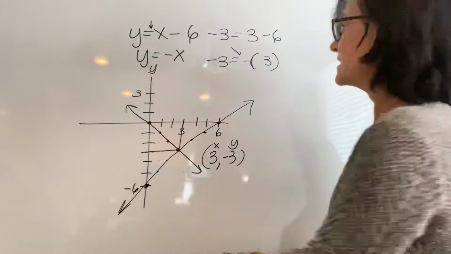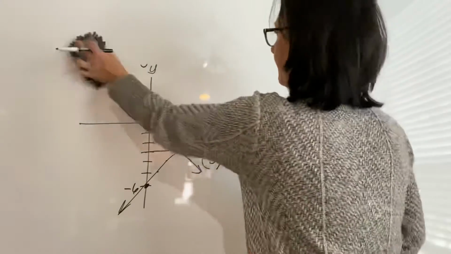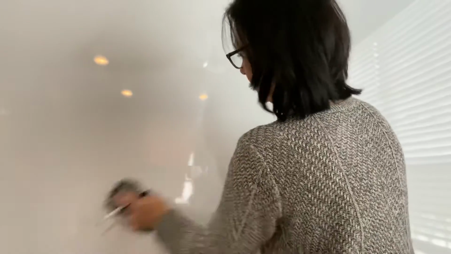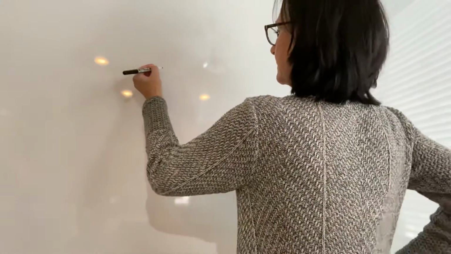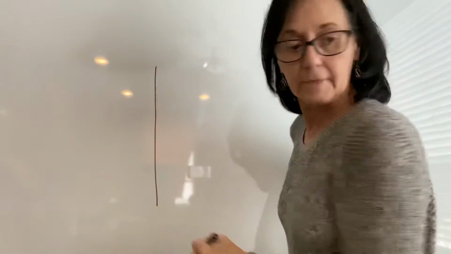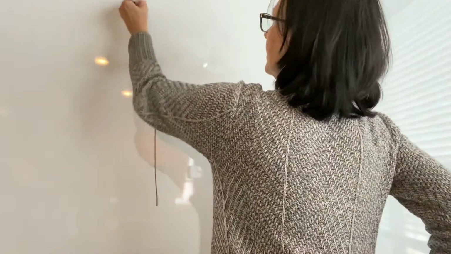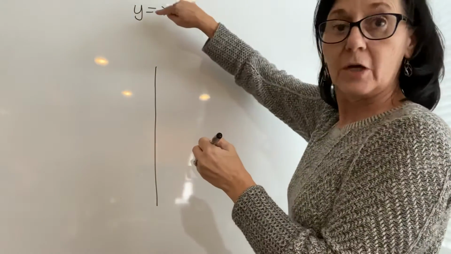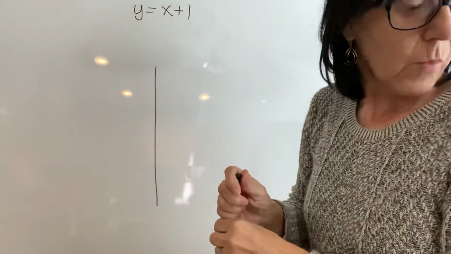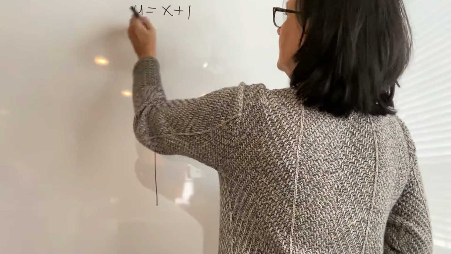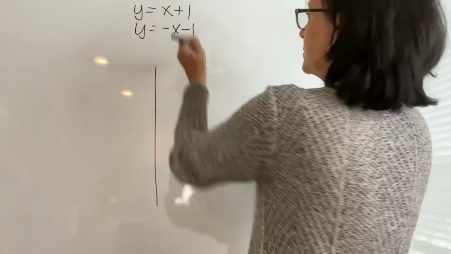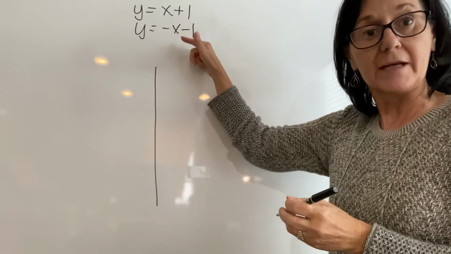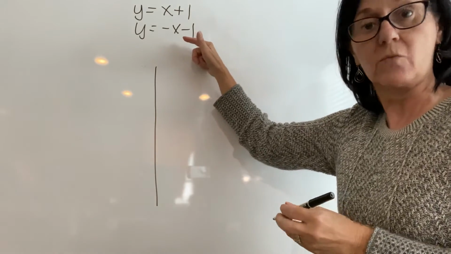All right, number 9 is the same. We're going to graph them. It's great to practice the graphing. Let me write the equations. Y equals x plus 1. Y-intercept is 1. Slope is 1 over 1. Y equals negative x minus 1. Y-intercept is negative 1. My slope, fall 1 as it runs 1.